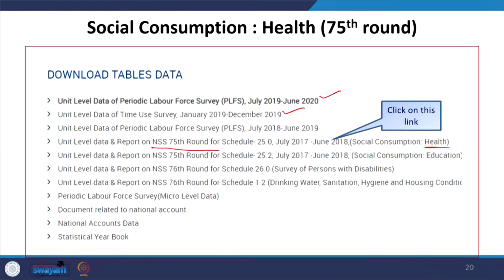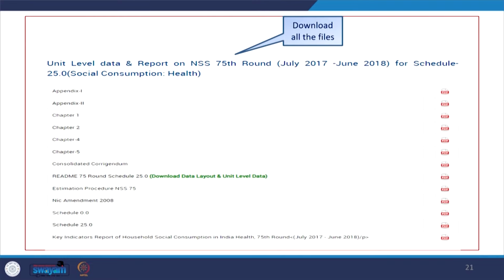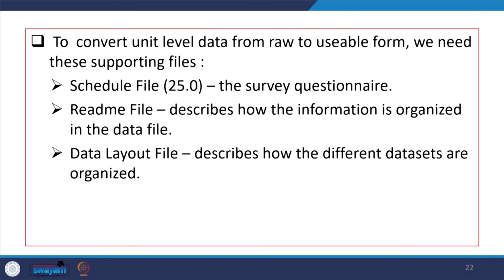Once you click on this link here on the social consumption and health, it will open the page like this. And within this page, most importantly, the one which we want to download is our PDF file. Here it is, download data and layout file. This one should be downloaded. Once you download, it will redirect you to this page.